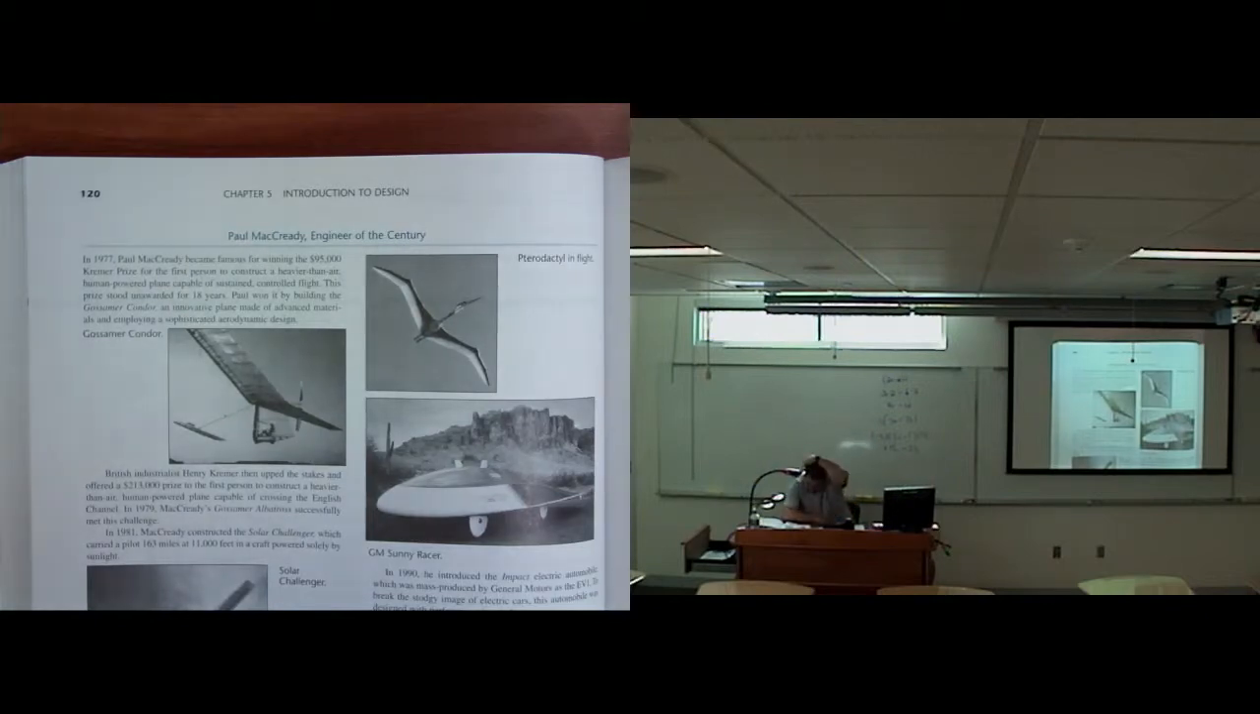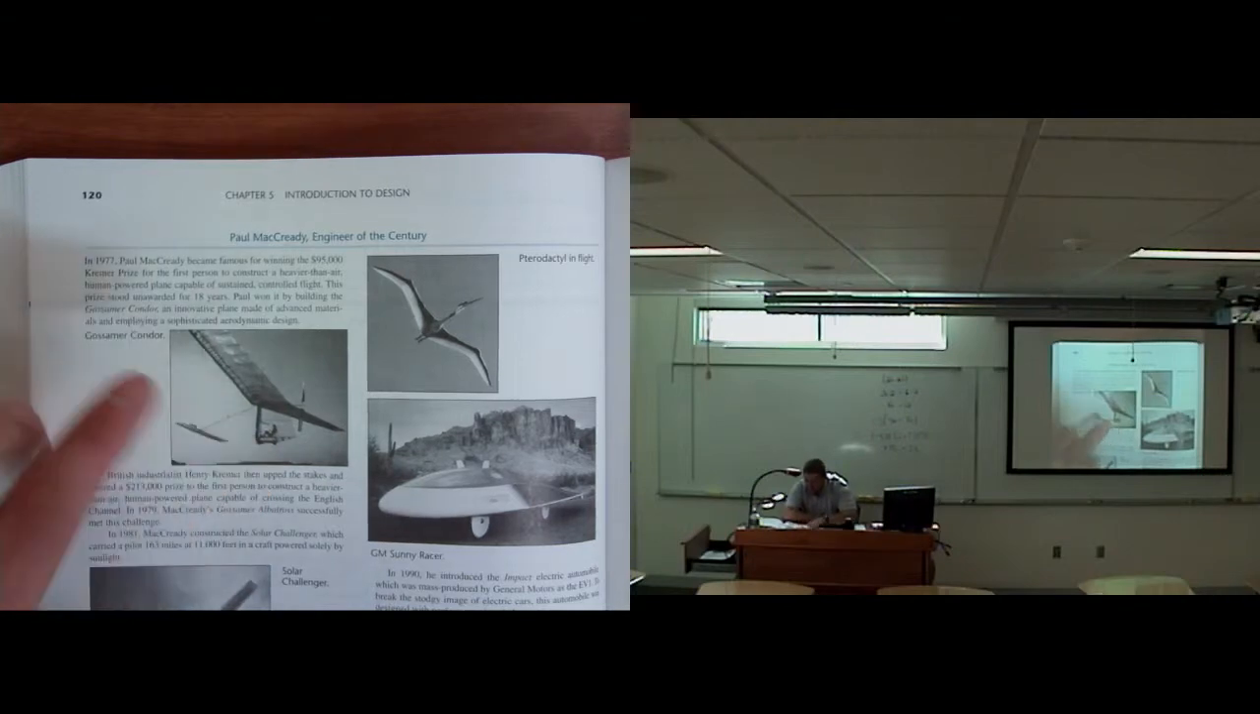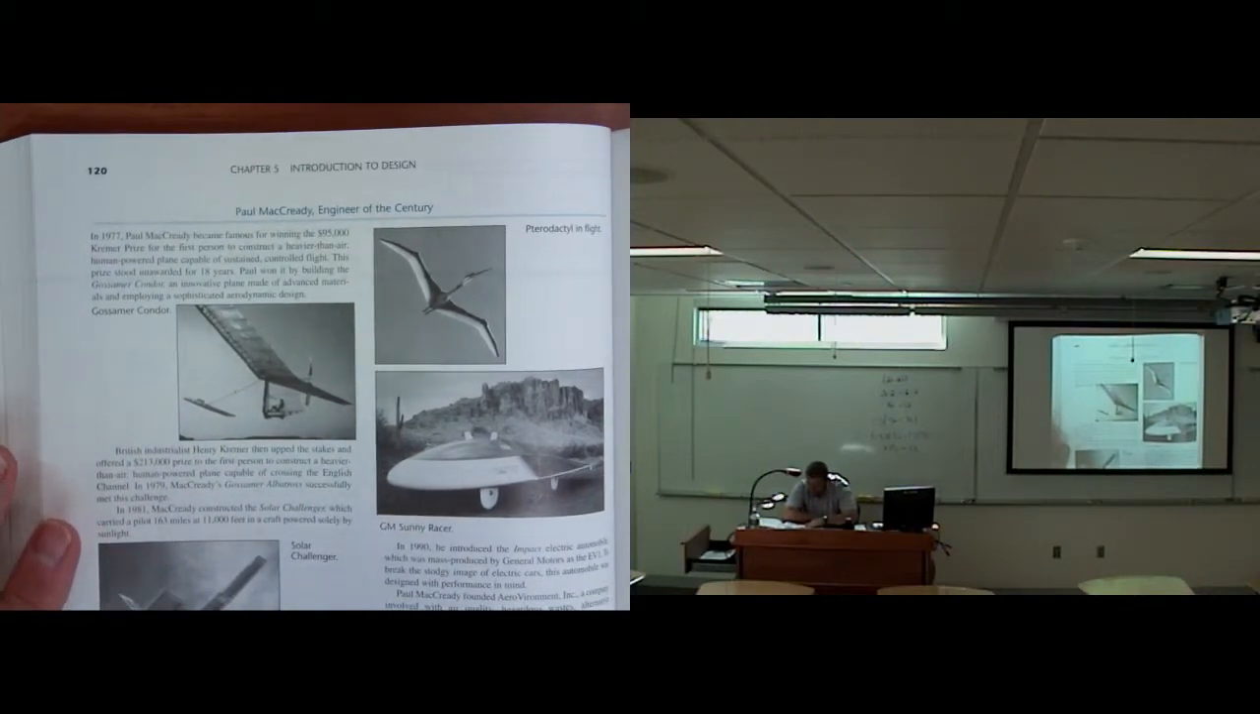Here are some examples of successful engineering, right? People who have built, of course, many planes and cars, and that's what they're showing on this page. So we have a guy that built a human-powered plane. So here is a human-powered plane. It's essentially like a bicycle in the air. And he won a prize in 1977 for doing that.